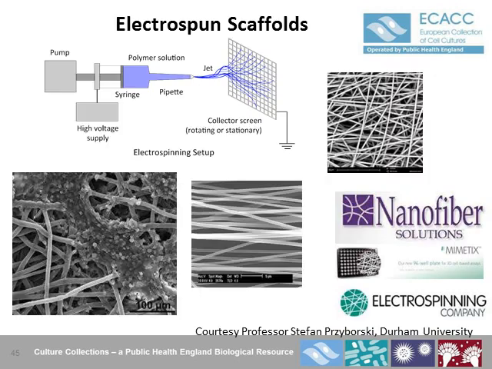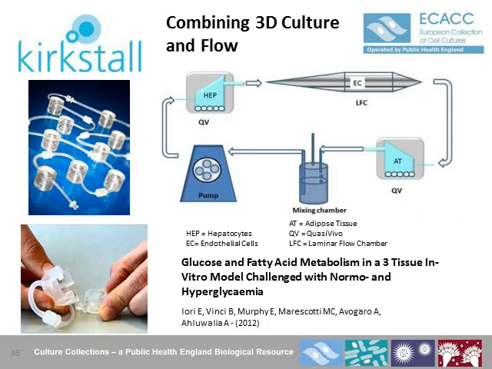So where are these technologies taking us? 3D scaffold technologies such as electrospinning offer the potential to generate 3D matrices that mimic the in vivo cellular environment. Another versatile off-the-shelf technology is the Quasi Vivo system from Kirkstall. This system offers plug-and-play simplicity and the potential to link modules, each containing cultures grown in different 3D culture environments, with flow.